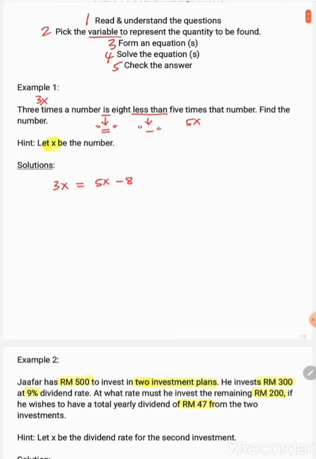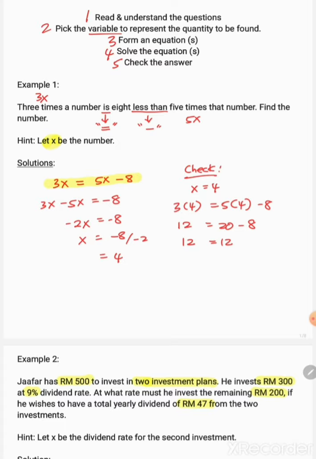Alright, so now solve one by one. So bring x to the left side. We get here 3x minus 5x equal to negative 8. 3 minus 5 got negative 2x equal to negative 8. x equal to negative 8 divided by negative 2. We have here equal to 4. So you have to check when x equal to 4. Substitute into the original equation. So now we know that when we have the equal value for the left and right hand side, it means that x equal to 4 is the true value. So this is example 1.